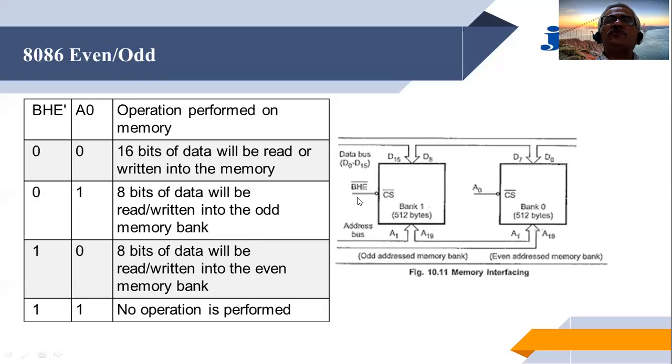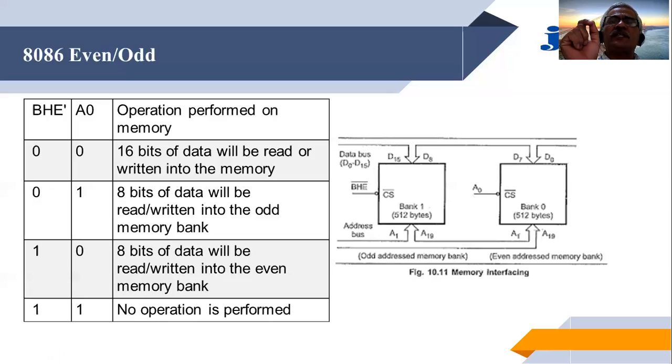When BHE is 1, this is not selected and the second one is selected. So that means the data from the even memory bank will be written or read. When both are 1, neither this is selected nor bank 0 is selected, so that will become an invalid operation.